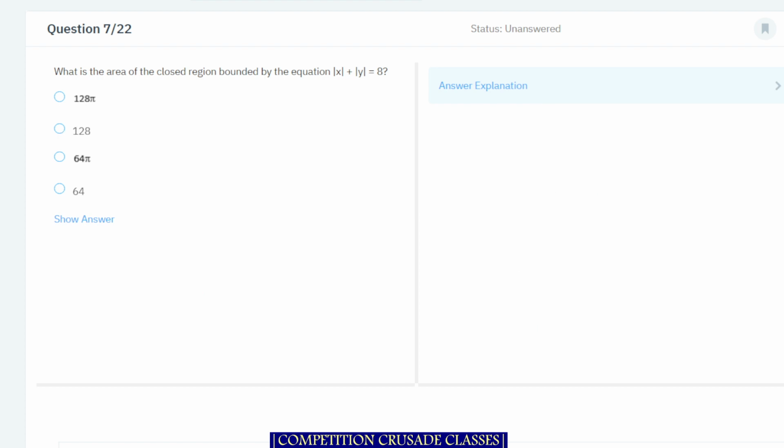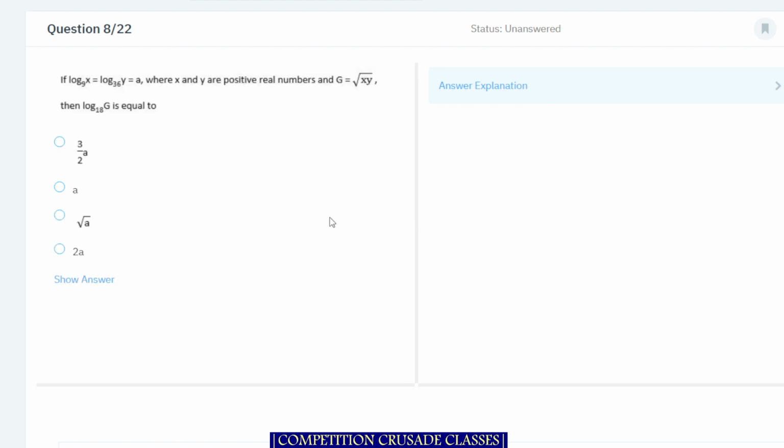Just solving the sitter questions, I'm not taking the... okay, log base 9 of x equals a, and log base 36 of y equals a. Interesting, let's do this. I have this habit of using logs extensively. You actually have to know this is a property.